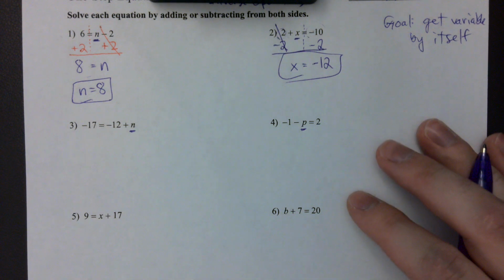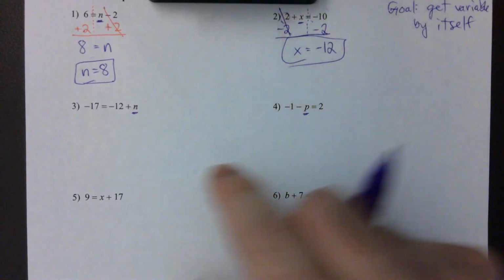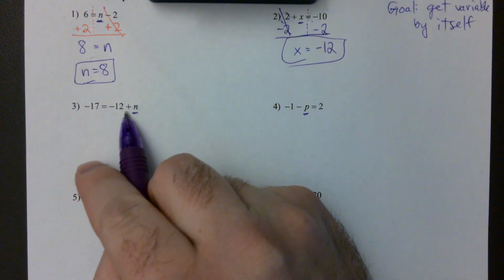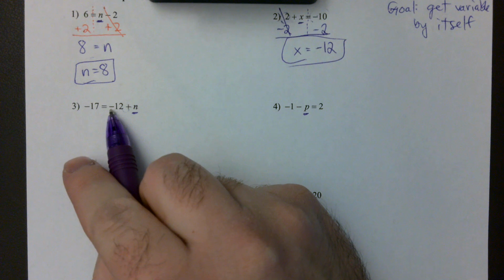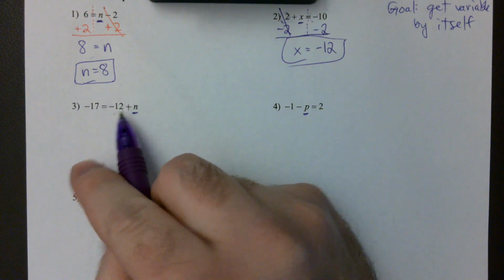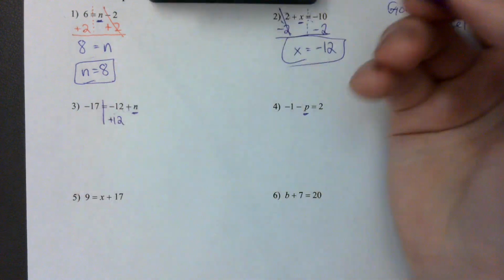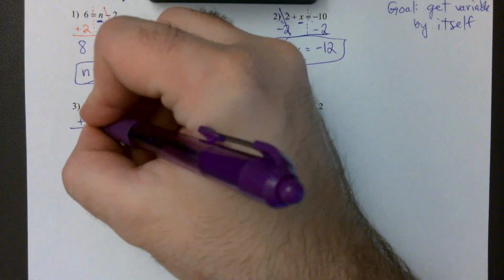All right, number 3, we got -17 equals -12 plus n. Again, this is what I mentioned with number 2. Our operation here is a plus, but our constant is negative, right? So if we wanted to get rid of -12, we would have to do the opposite, which is +12. And again, I'll keep saying it so you don't forget, we have to do it on both sides.